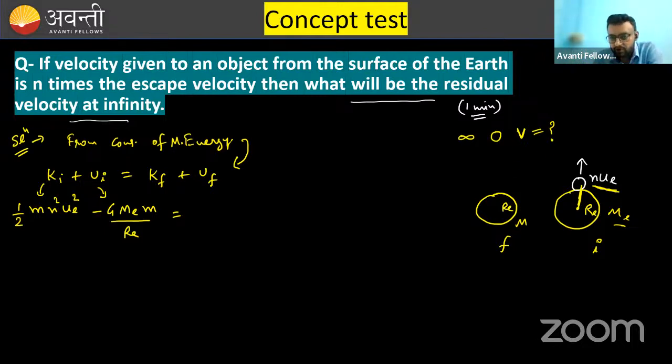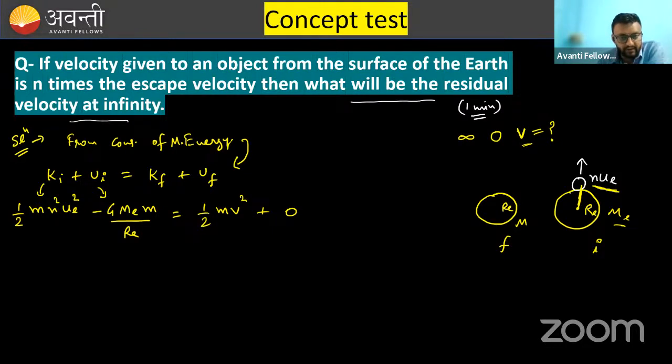I have assumed its velocity to be v. So kinetic energy will be half m v square, plus U final is what? Zero. Why is U final zero and K final not zero? U final is zero because the particle is at infinite distance from the Earth. If it is at infinite distance, then gravitational potential energy will be zero.